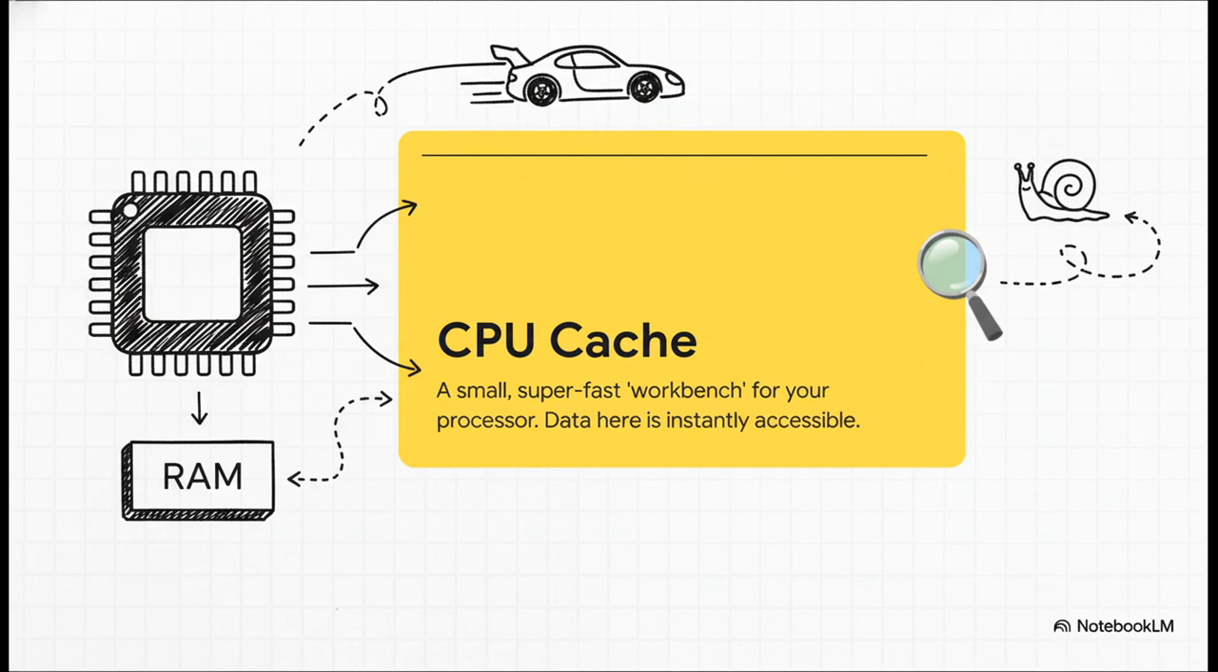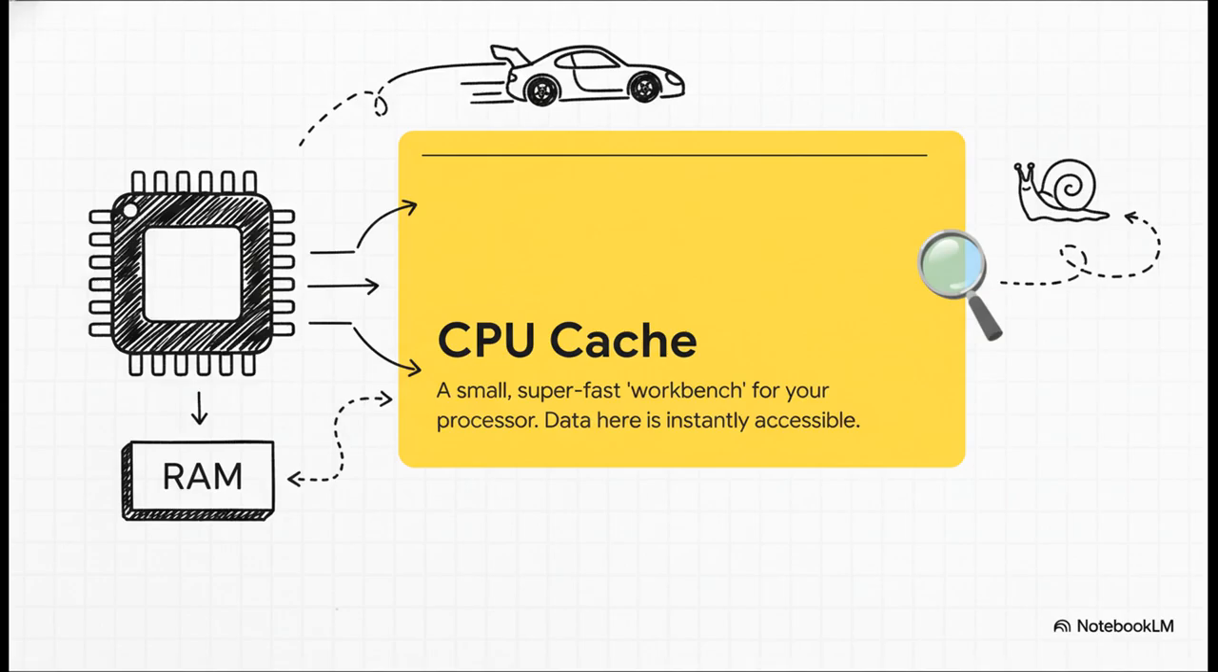The absolute best way to think about it is like this. Imagine your CPU is a master craftsman. The cache is its tiny personal workbench right at its fingertips. Anything on that workbench it can grab and use instantly. But if it needs a tool or a piece of wood that's not on the workbench, well, it has to stop everything, walk all the way across the workshop to the big storage racks, that's your main memory, and go find it.